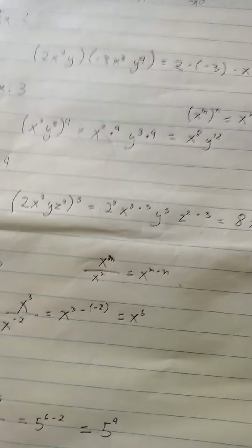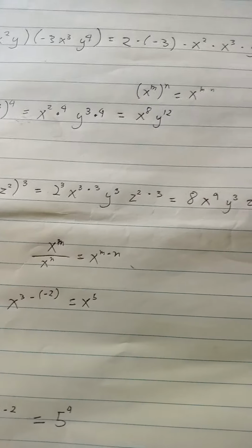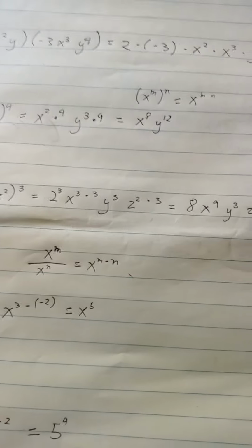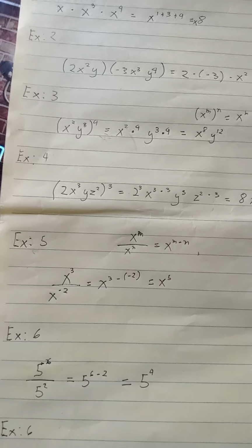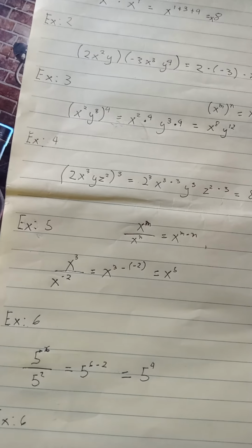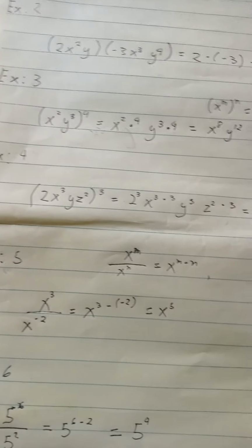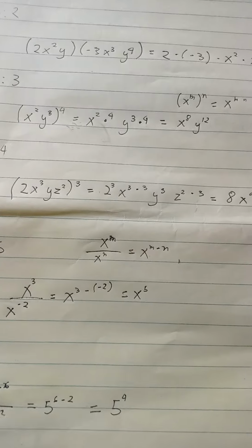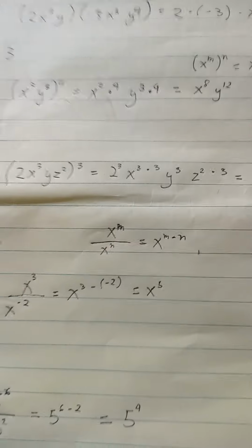We first combine the monomials, making our equation x to the power of 3 minus negative 2. Since subtracting negative values becomes positive, the negative 2 exponent will turn into a positive 2 exponent, making the result x to the power of 5.